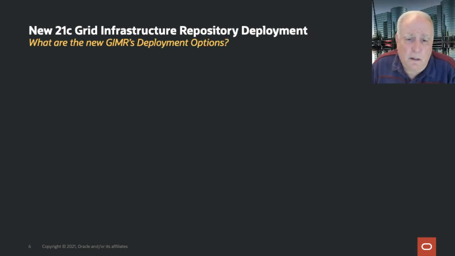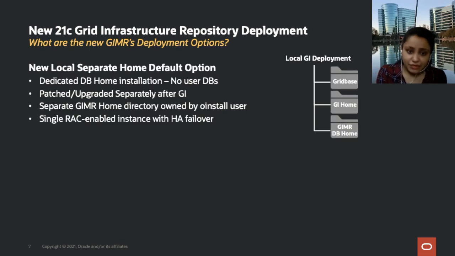I see. So with this new 21 feature, is there anything different about this deployment option? Yeah, it's a little different from the earlier releases. For the local GIMR, we have to install GIMR in a separate database home because previously it was part of the grid home. Now it is part of a separate database home. And this separate database home has to be dedicated for GIMR. It should not be a user DB home.